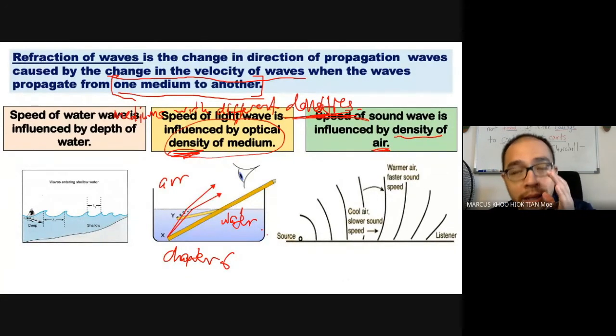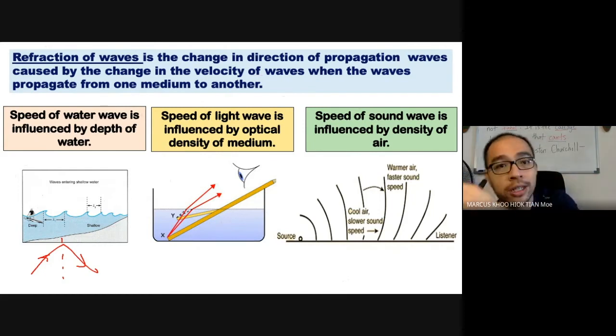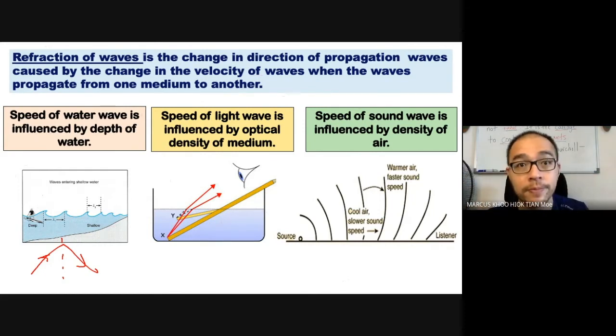But the idea is this: when refraction happens, the direction of the wave is also changing, but not in the same way as reflection. If you remember reflection, the light comes here and is totally reflected like this. There is a law of reflection. Or sorry, water wave, or like an echo, goes there and then comes back. But refraction of a wave is you just change the direction, but it doesn't come back to you.